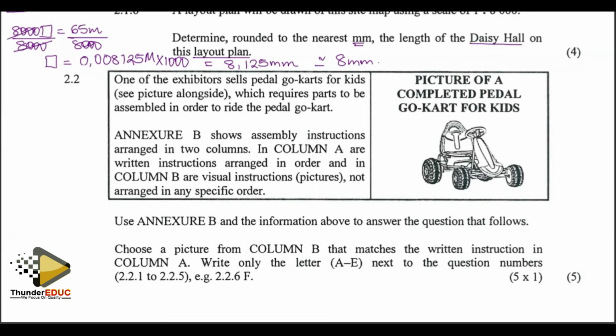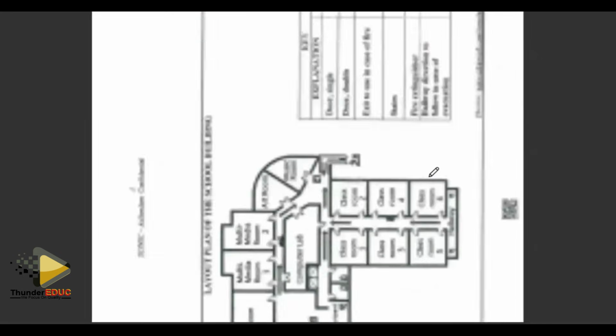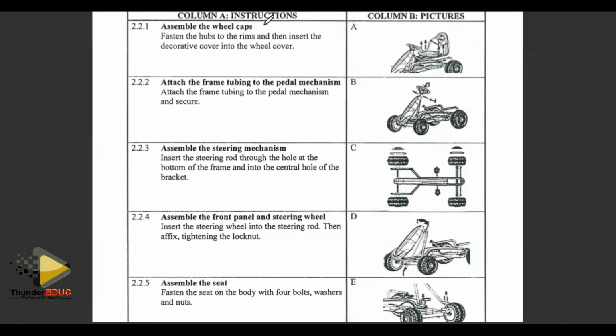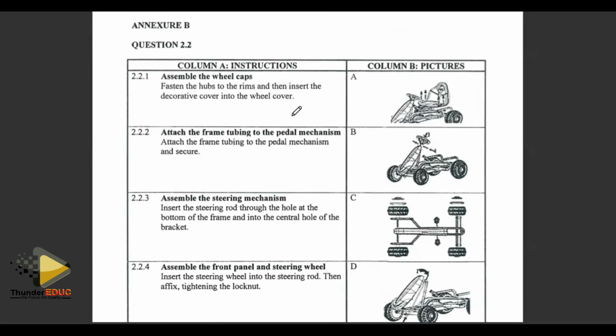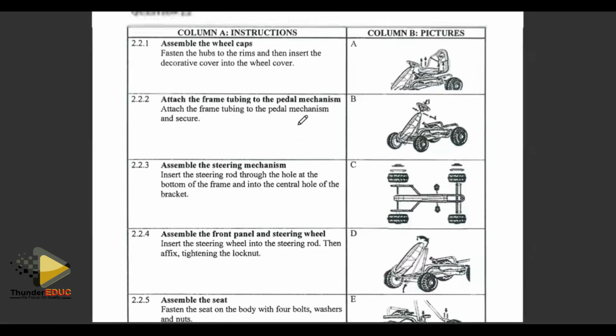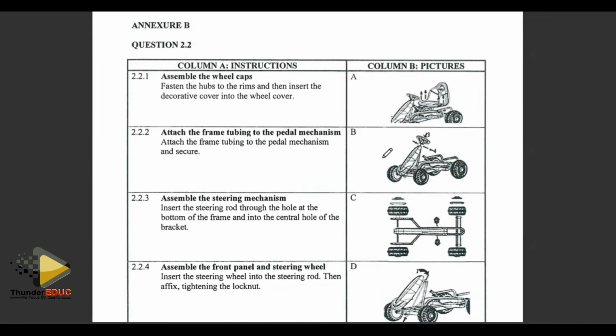All right, let's go and see that. This is it. So we shall write numbers in that format. There are 5 of them. We shall do the corrections down here, but first and foremost, we shall say what's happening. 2.2.1. Assemble the wheel caps. The wheel caps are these ones here. So the moment you see that, this takes C. C is taken.